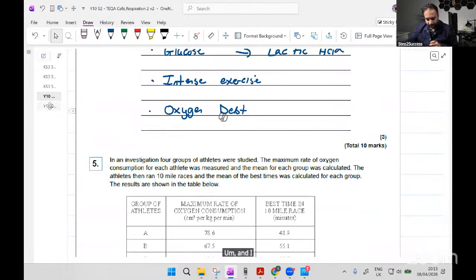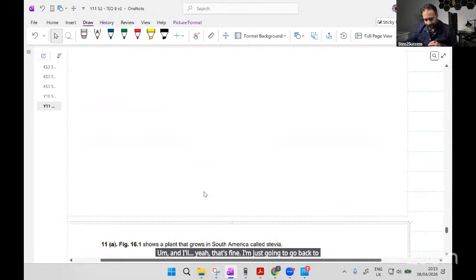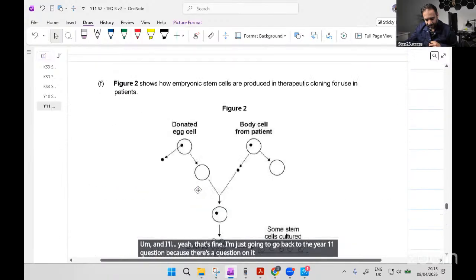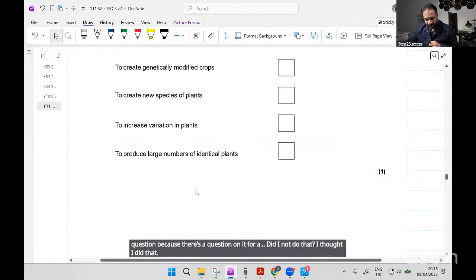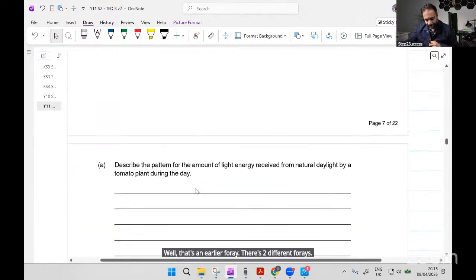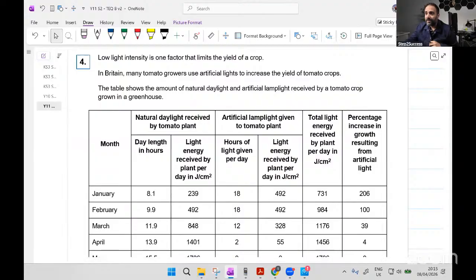Yeah, that's fine. I'm just going to go back to the year 11 question because there's a question on it. 4A. Did I not do that? I thought I did that. No, that was an earlier 4A. There's two different 4As.